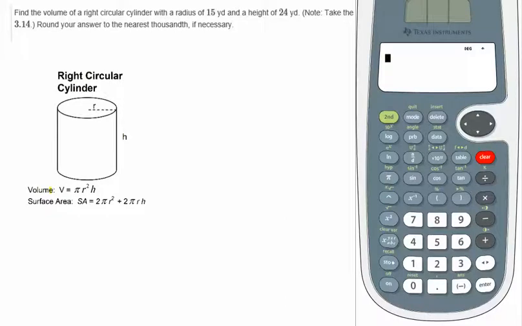Okay, this problem is asking me to find a volume, and in this case it's the volume of a right circular cylinder. So here's a picture of it down below. It's a cylinder that's standing straight up and down, it's not leaning. It says it has a radius of 15 and a height of 24. Let's just go ahead and mark that on the cylinder. So the radius is 15 yards and the height is 24 yards.